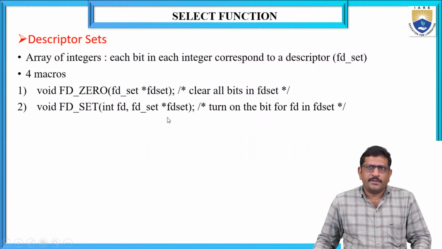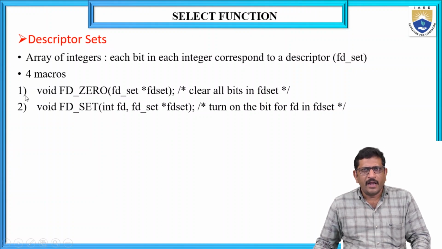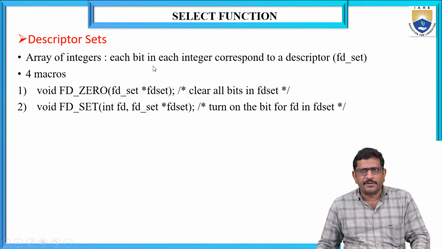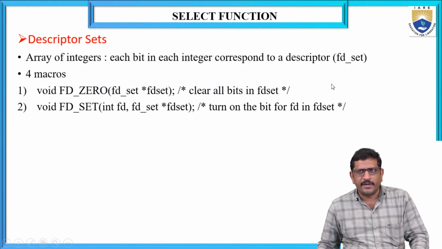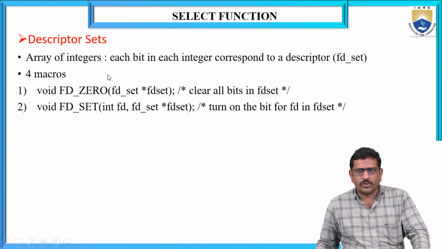Next, descriptor sets, file descriptor sets. What are the file descriptor sets? They are arrays of integers, and 4 macros are used with the file descriptor sets. Generally these descriptor sets can be used in file sets. Here is an array of integers, that means each bit in each integer corresponds to a descriptor, that is fd_set. 4 macros.